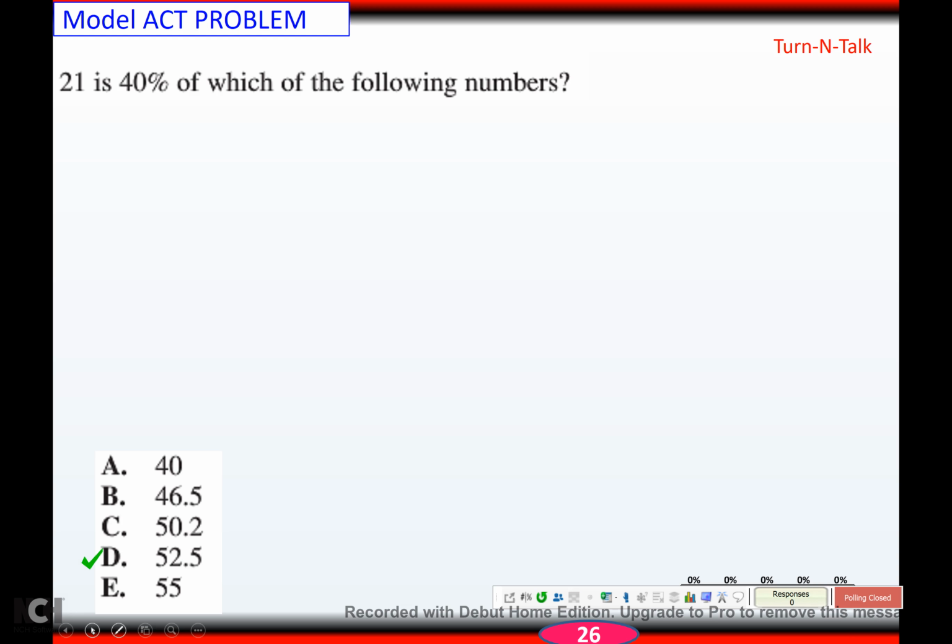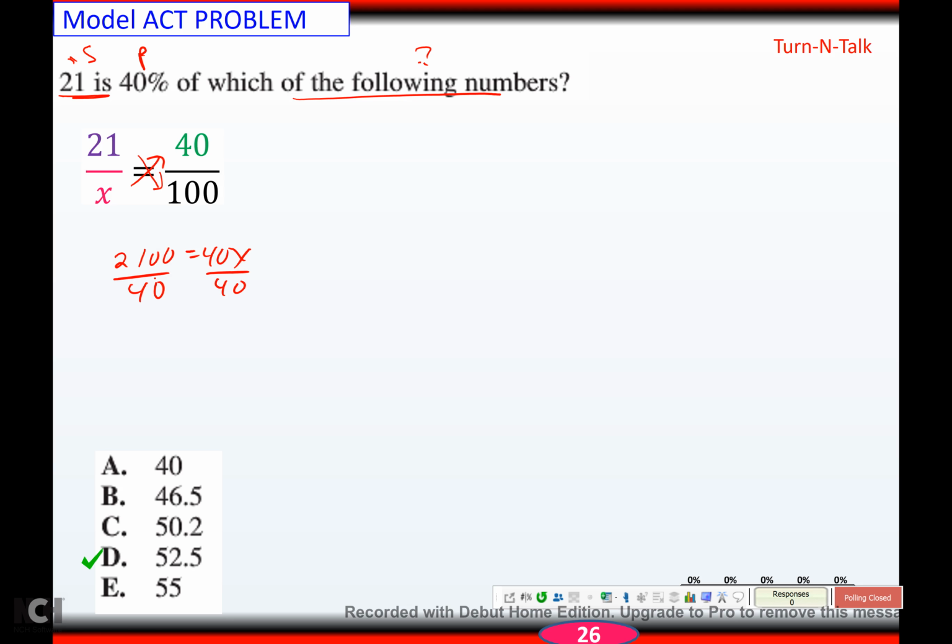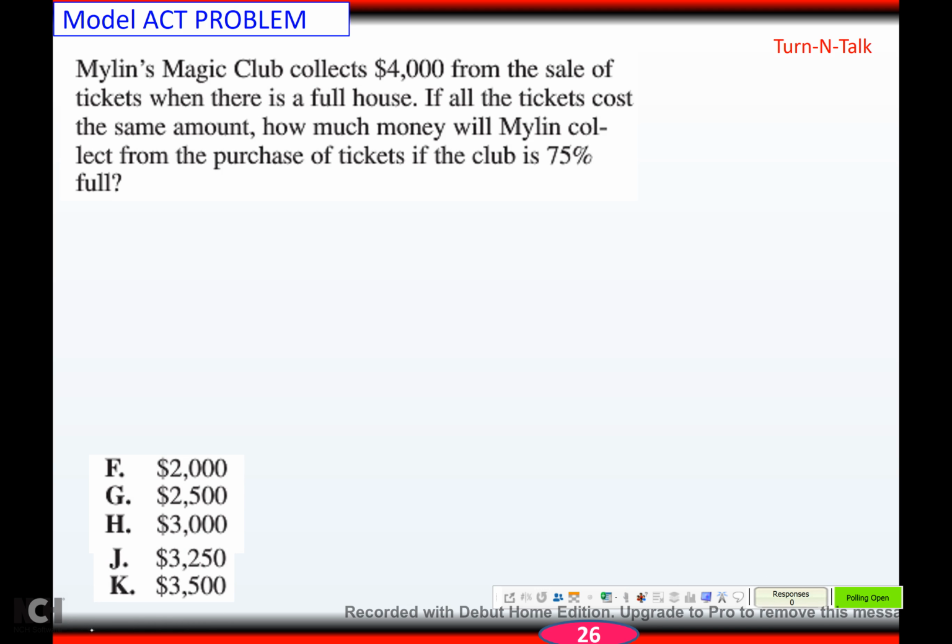It says 21 is 40% of the following numbers. There's your is, there's your P, of is your question mark. So I have 21 over x equals 40 over 100. When I solve this, that's going to be 2100 equals 40x. So to solve, I divide by 40, and you get 52.5. Okay? Try this one, hit pause, come back when you're ready.